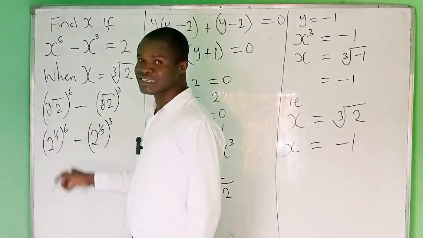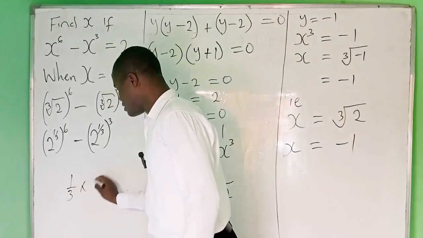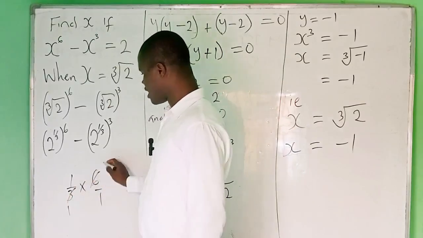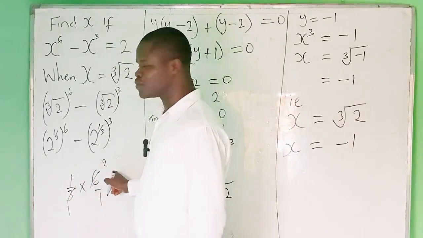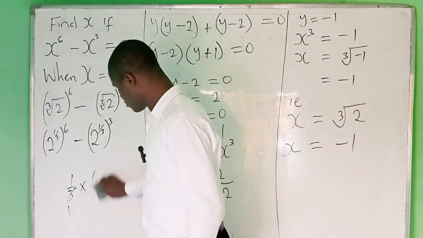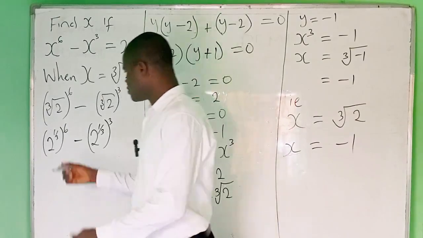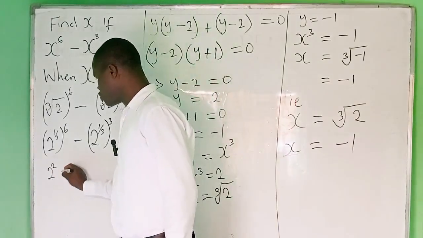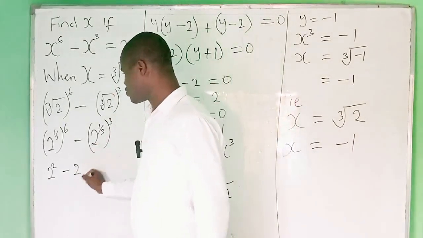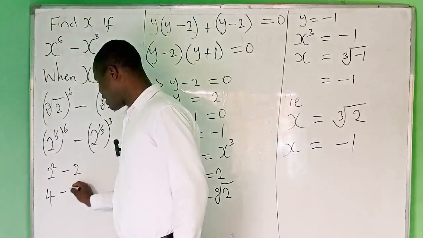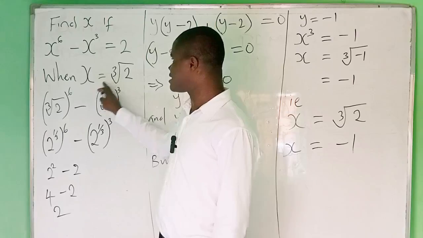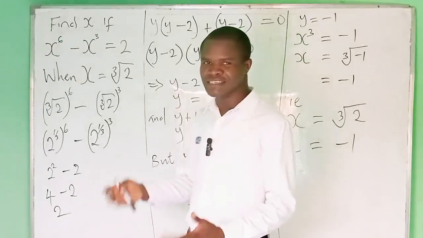So 1 over 3 times 6 over 1: 3 goes into 3 once, 3 goes into 6 twice, so this gives 2. So this is 2 raised to power 2, minus 2 raised to power 1 over 3 times 3, which is 1. So this is 4 minus 2, and this gives 2. Wow. So it means that x is equal to cube root of 2 is a solution.